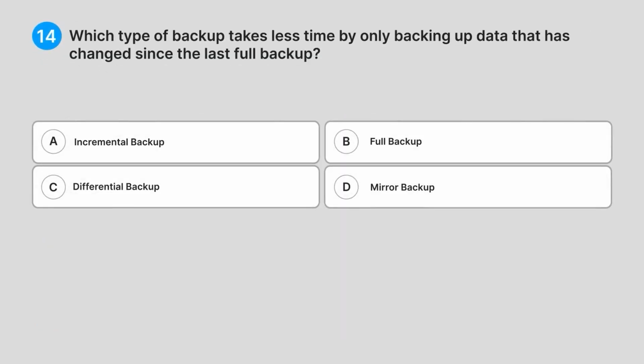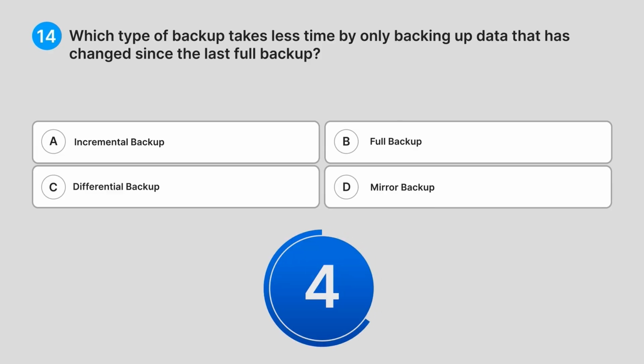14. Which type of backup takes less time by only backing up data that has changed since the last full backup? A. Incremental backup. B. Full backup. C. Differential backup. D. Mirror backup. Do you know the answer?